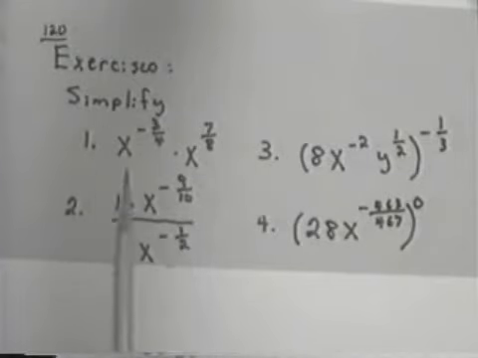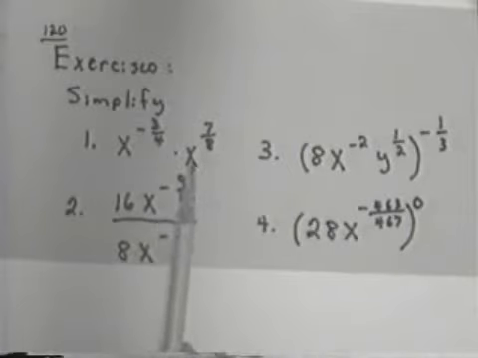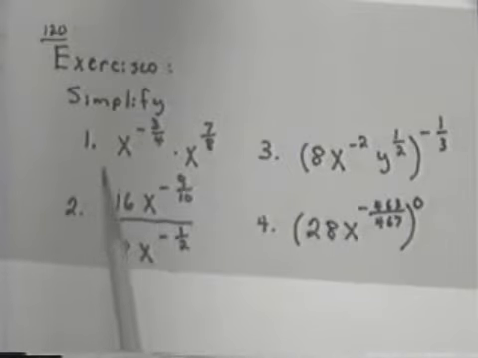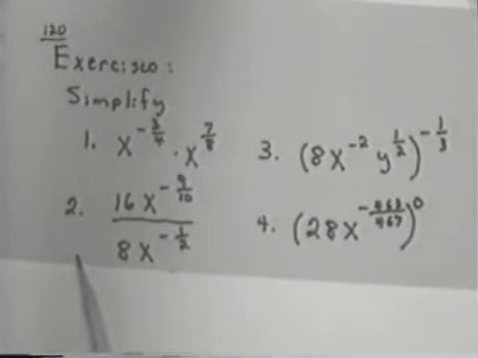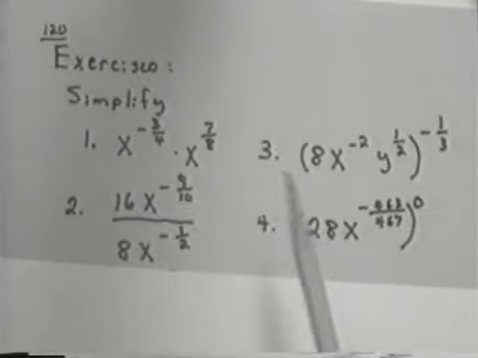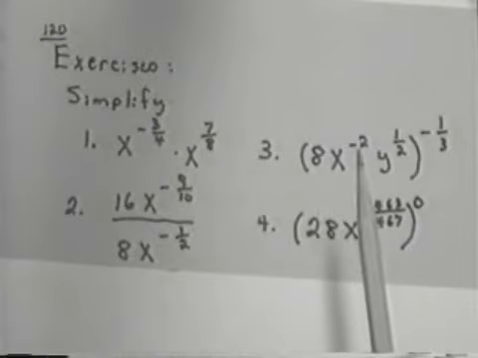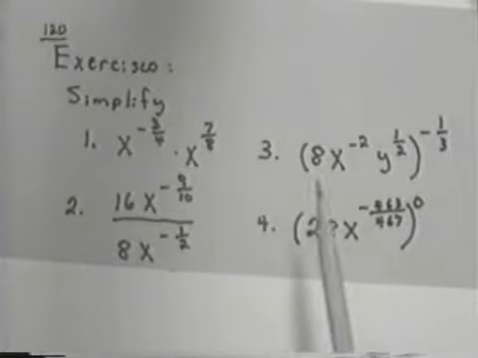Write down these problems as I read them to you. Simplify. 1, x to the negative 3/4 times x to the 7/8. In other words, one is multiplying powers that have the same base. 2, 16x to the negative 9/10 divided by 8x to the negative 1/2. 3, 8x to the negative 2 times y to the 1/2, all raised to the negative 1/3 power.